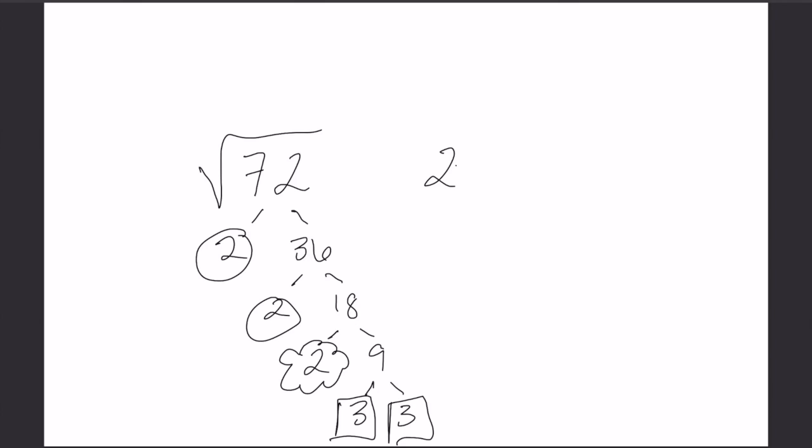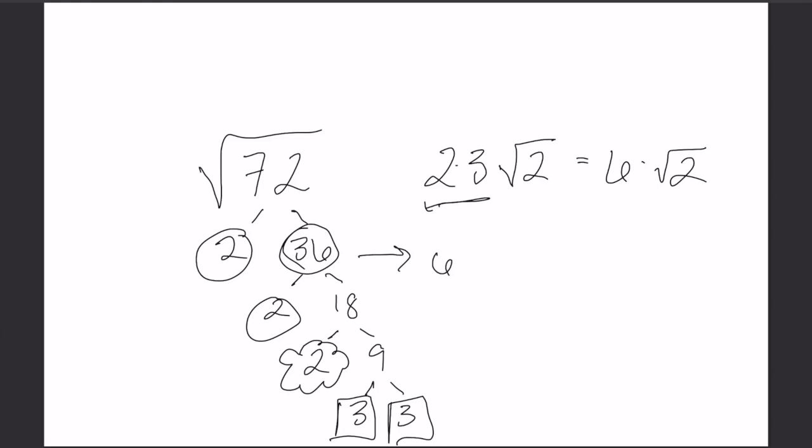So a pair of 2s gets to go outside, a pair of 3s gets to go outside, and then a 2 has to stay on the inside. So when we have 2 factors that go on the outside, we multiply them. So we're going to get 6 times the square root of 2. What you'll notice is the same thing as if at this step you had realized that 36 was the same thing as 6 squared, and just broken that up into 6 and 6. Then you could go from here and just get 6 square root of 2.